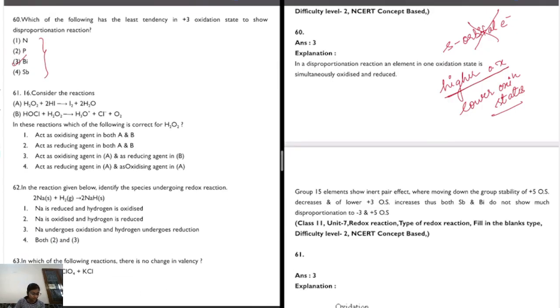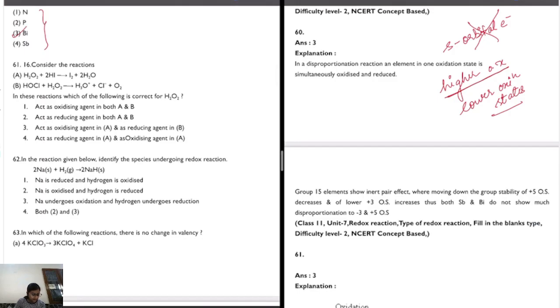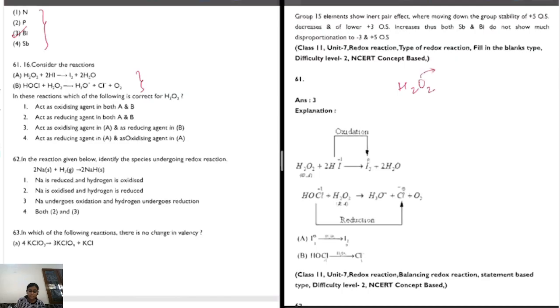So now in the next question, it is given: consider the reactions. These are the reactions given to us. In these reactions, which of the following is correct for H2O2? See, there are a few things you need to know about H2O2. In H2O2, the oxidation state of O is -1. It is a peroxide, all right? And H2O2 is a reducing agent as well as an oxidizing agent. It depends upon the reaction.